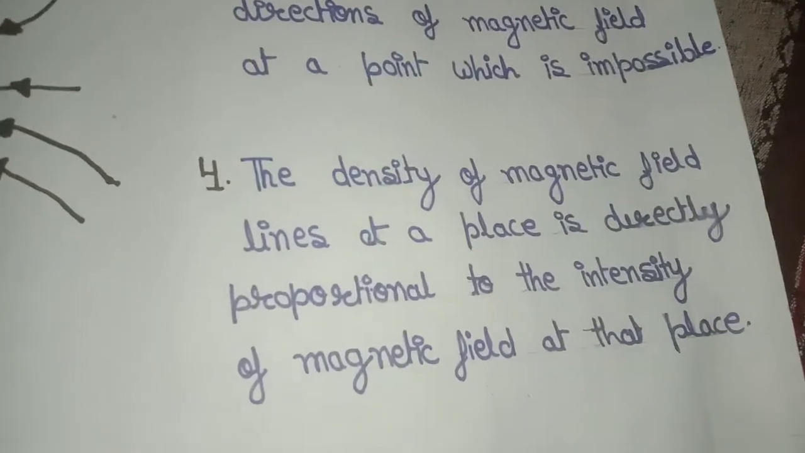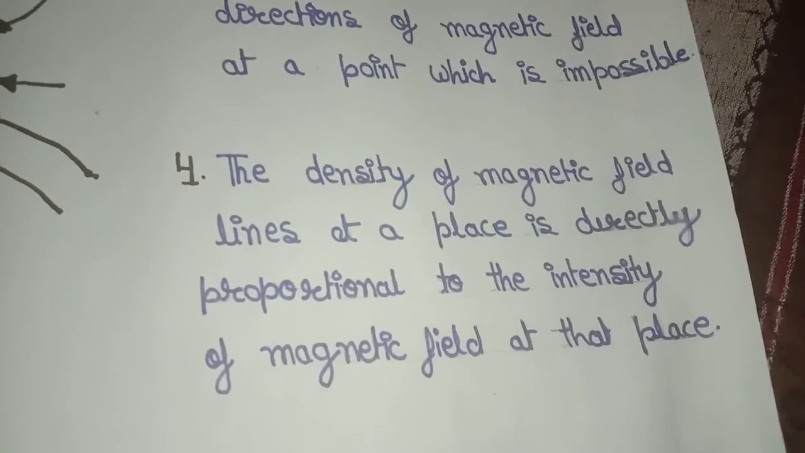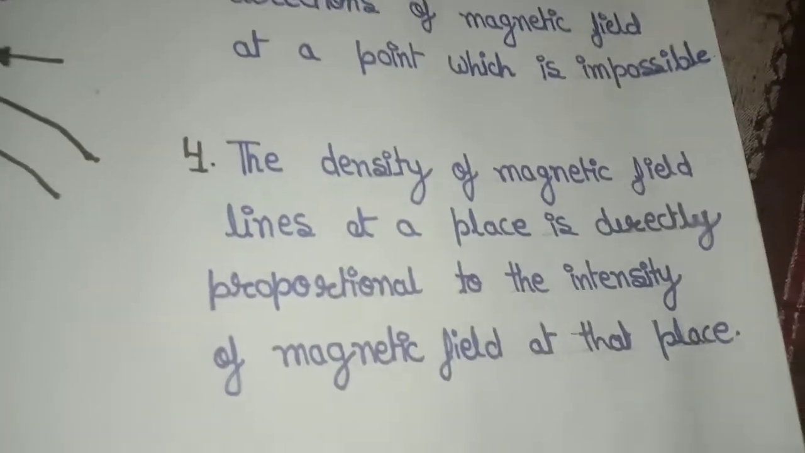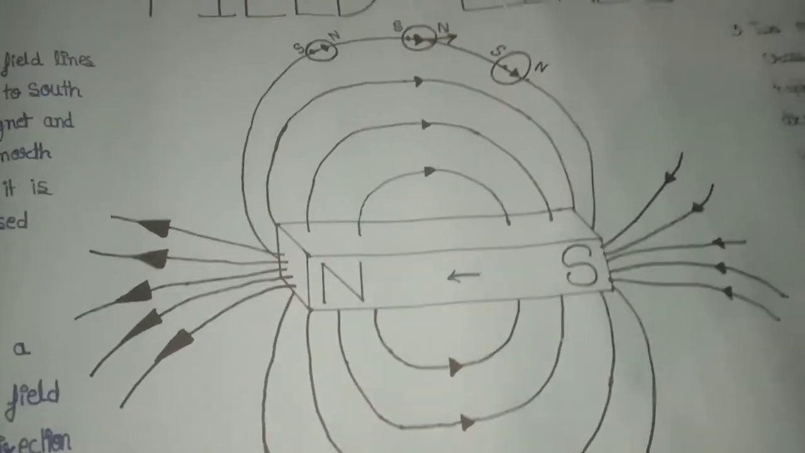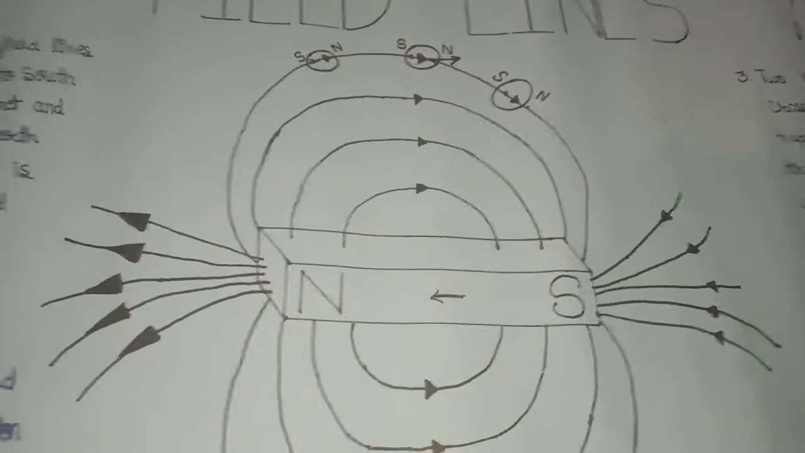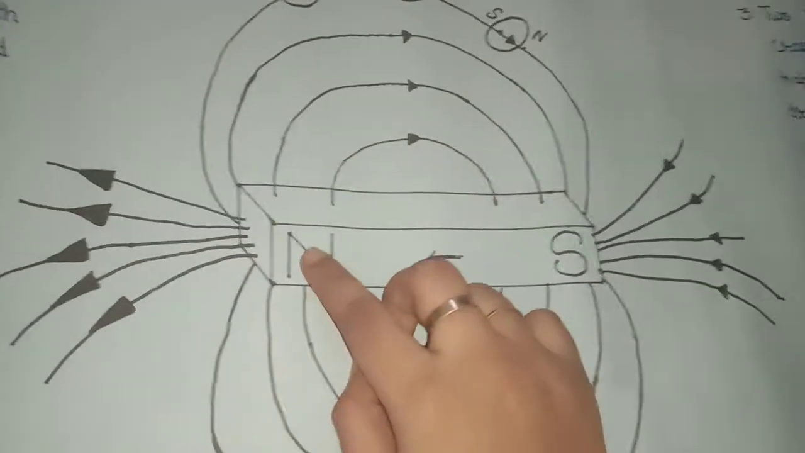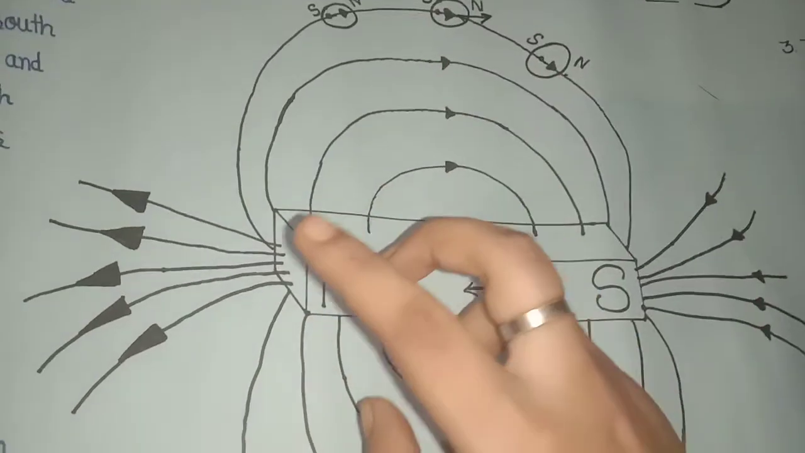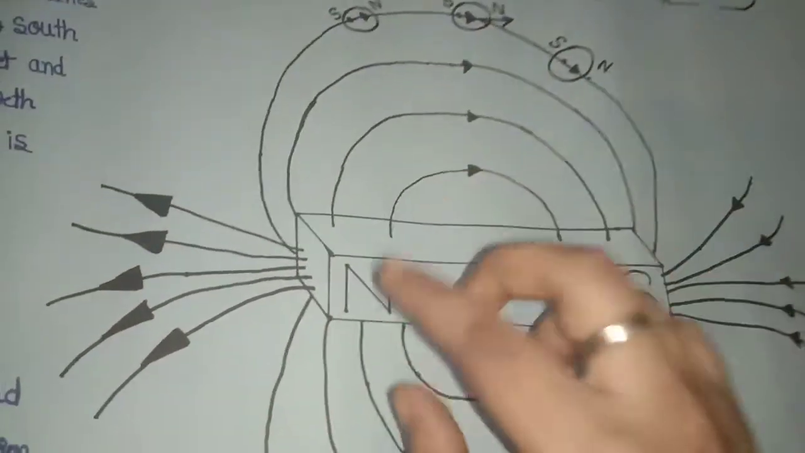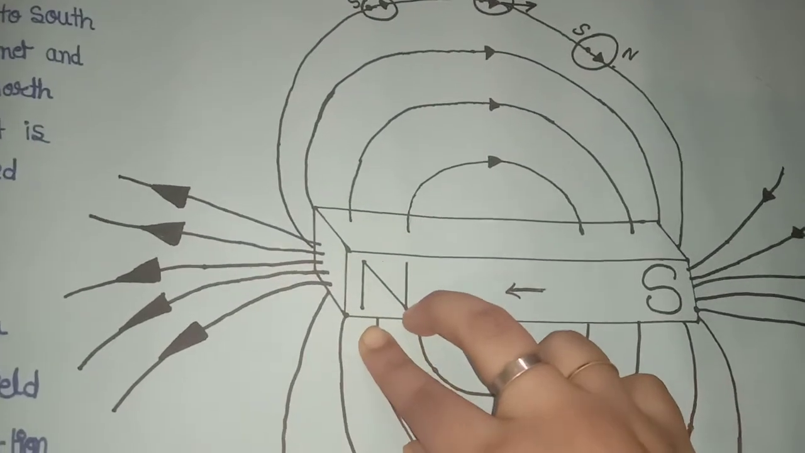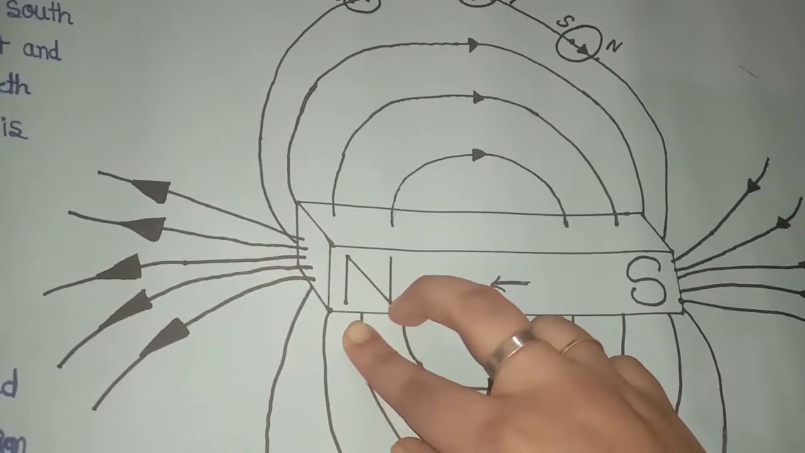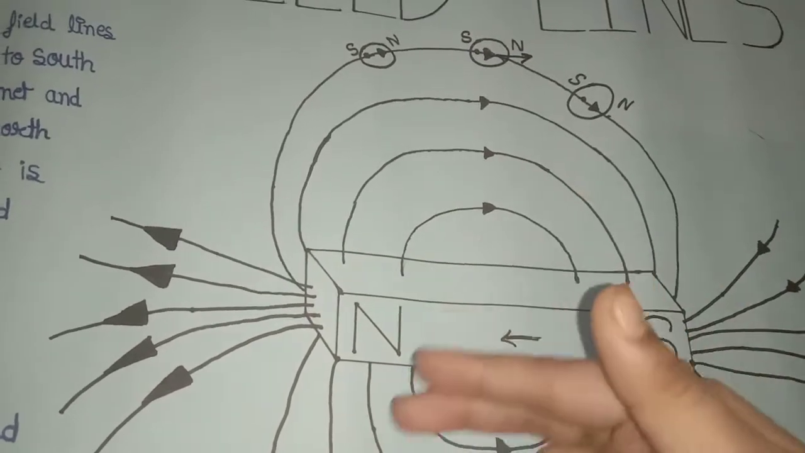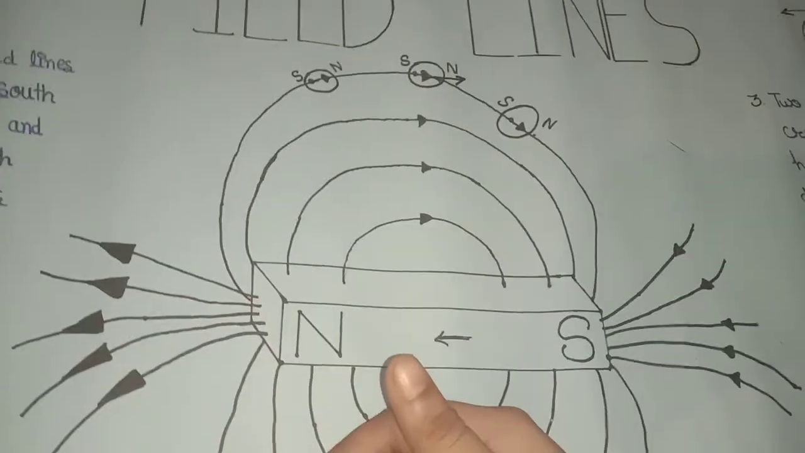Now we have the fourth point. The density of magnetic field lines at a place is directly proportional to the intensity of magnetic field at that place. This means, in this diagram, that where the intensity of magnetic field is maximum, there the density of magnetic field lines will also be maximum.